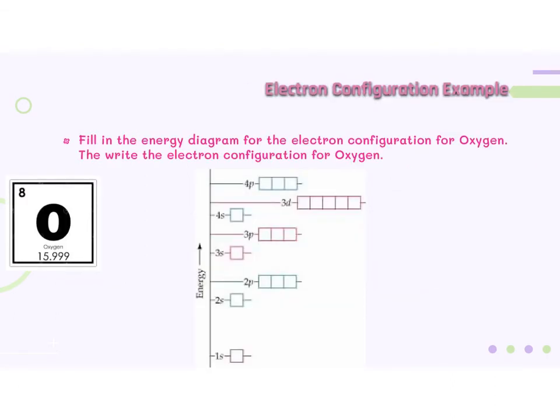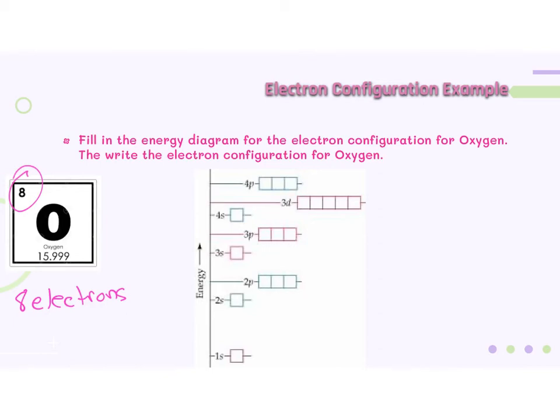Here's an example of a question you might get. Fill the electron energy diagram for the electron configuration for oxygen. Then write the electron configuration for oxygen. Oxygen has an atomic number of 8, which means there are 8 electrons in a neutral oxygen atom.